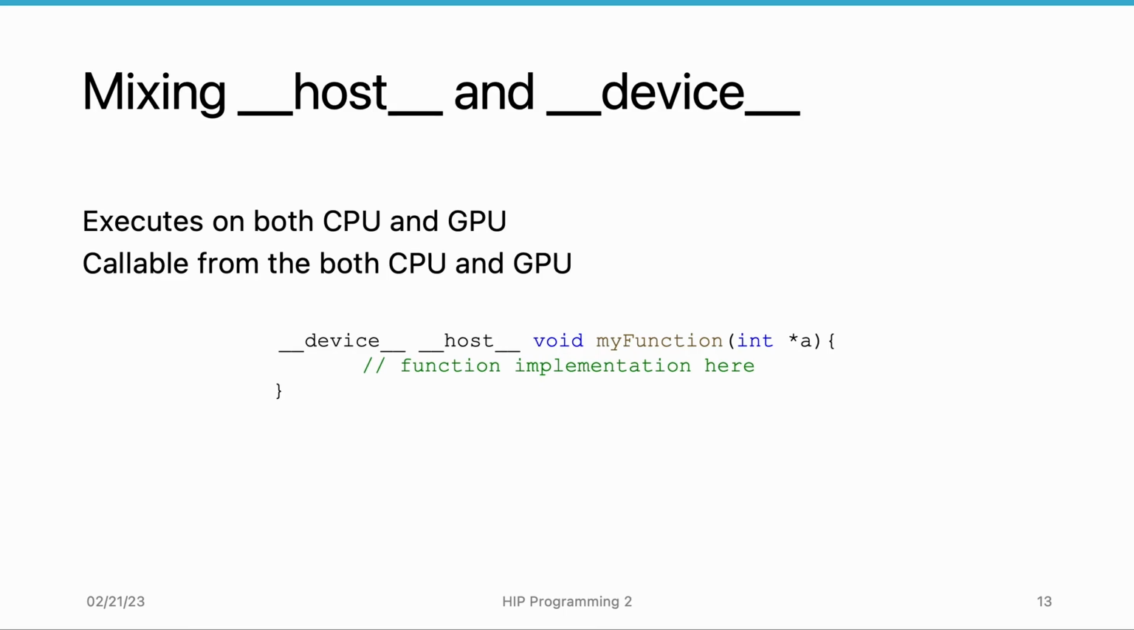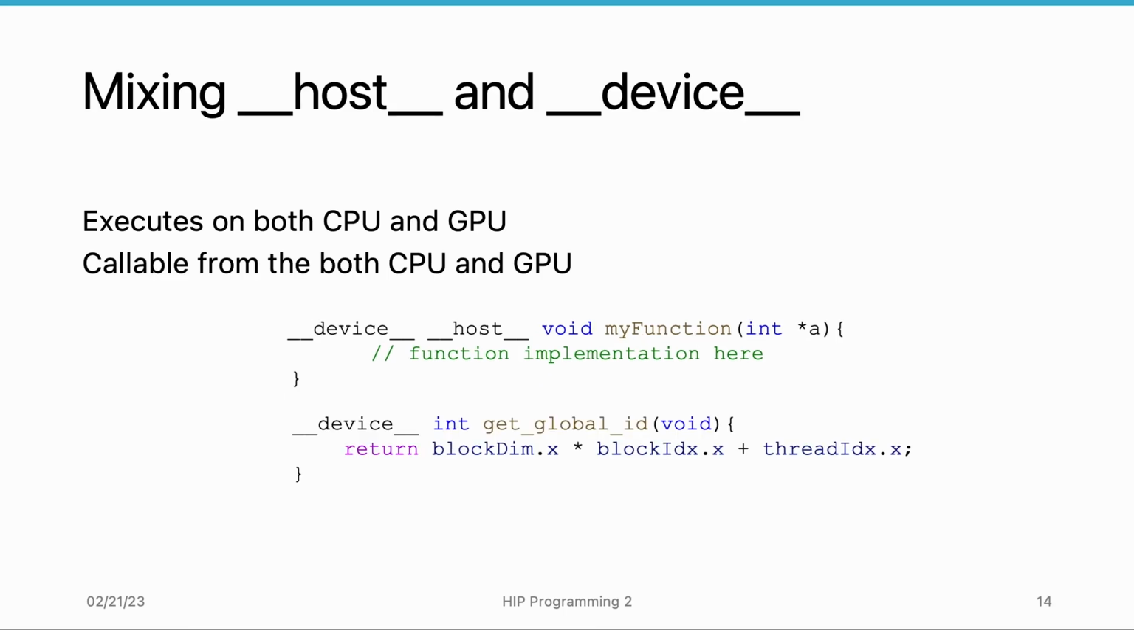As we can see in the example here, the function myFunction can be called from both the host code and the device code, making it convenient for sharing code between the host and the device. One thing to be careful about is that since the CPU and GPU run with different programming models, some GPU-specific data structures cannot be used in functions with both host and device qualifiers. For example, the getGlobalId function we demonstrated before cannot also have the host qualifier. This restriction ensures the program executes correctly.